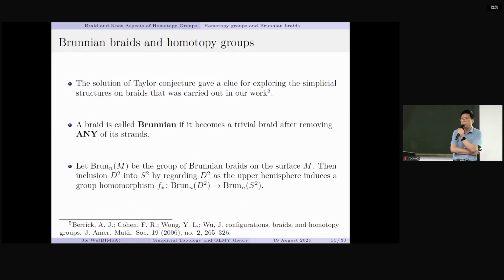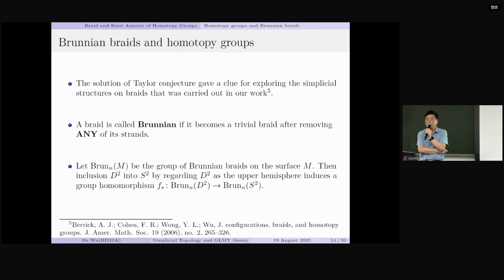By means of Brunnian braids, you take a braid, and if you remove any one of the strings, it becomes trivial, right? So you have the n strings. Take the first one, or the second one. Any one of them becomes trivial. So this is the so-called Brunnian braid.